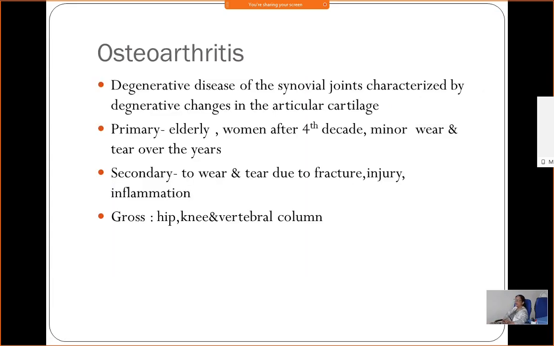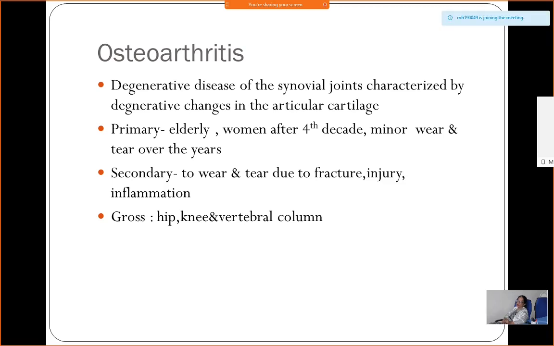Now a similar thing happens due to aging, due to degeneration, in osteoarthritis. Here it is not due to immunity, it is due to aging, because as the person ages, there is always minor wear and tear over the joint surface. Okay, so this specifically involves the synovial joints. Okay, and degeneration starts in the synovial articular cartilage.